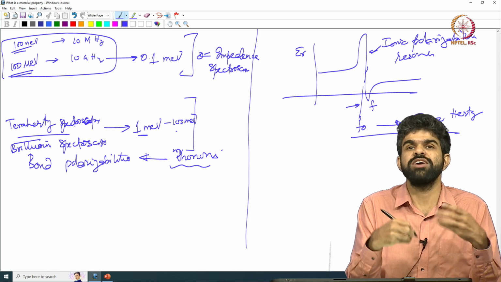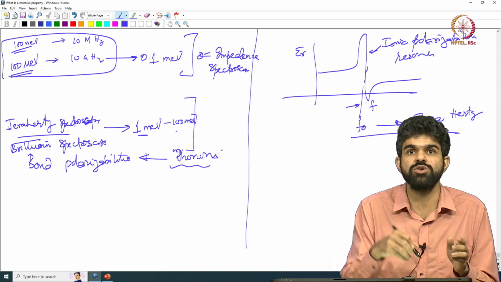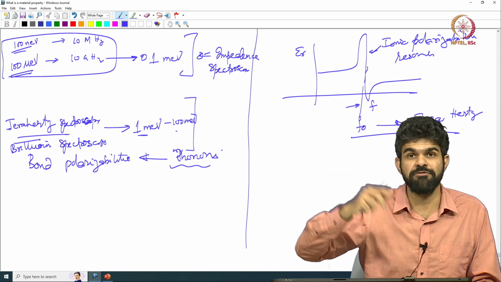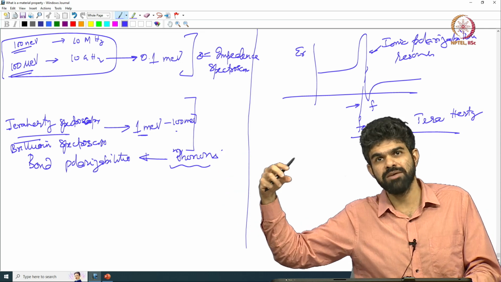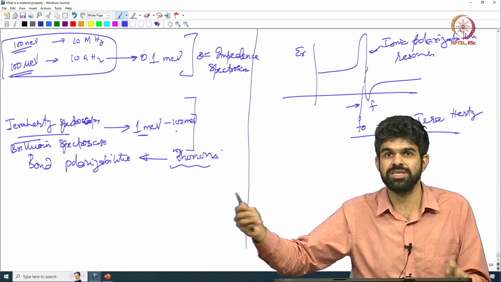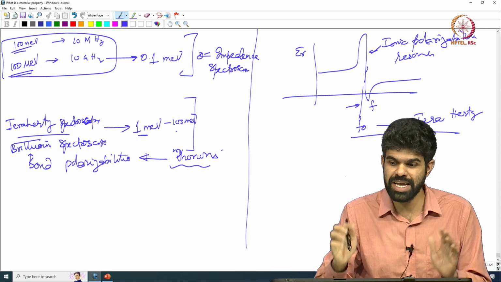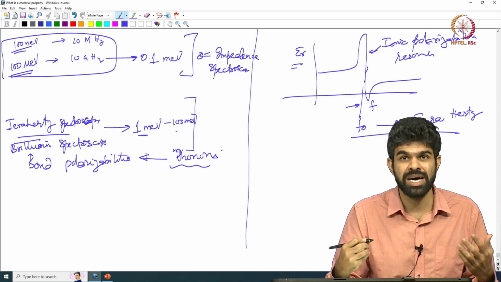So, these are sound wave based. Terahertz spectroscopy: I give a terahertz optical wave, and I measure the output at terahertz frequency, and I get an idea of what the epsilon r is in that frequency.